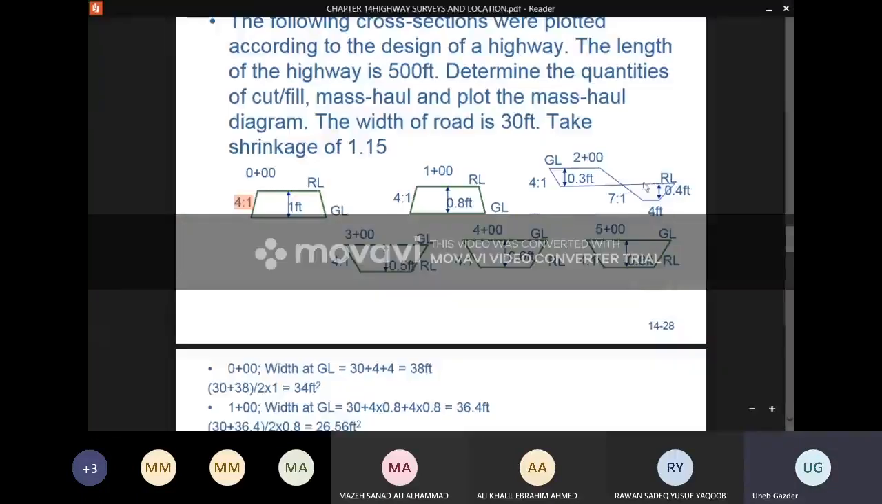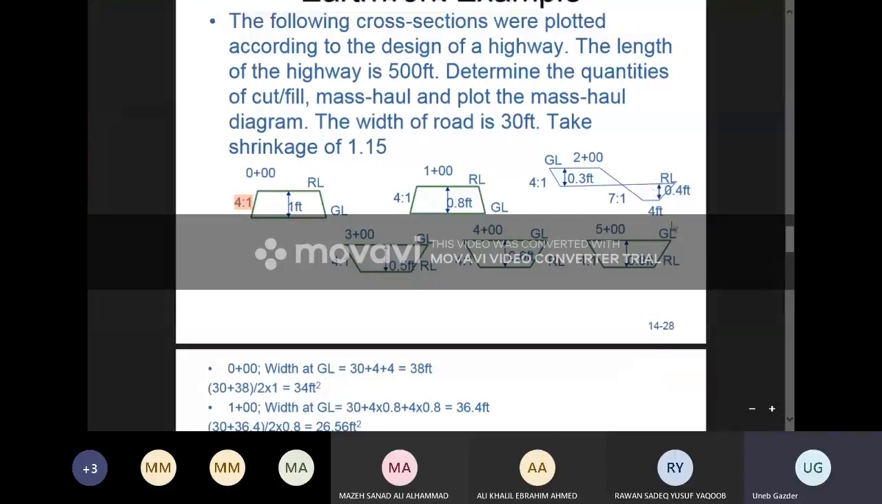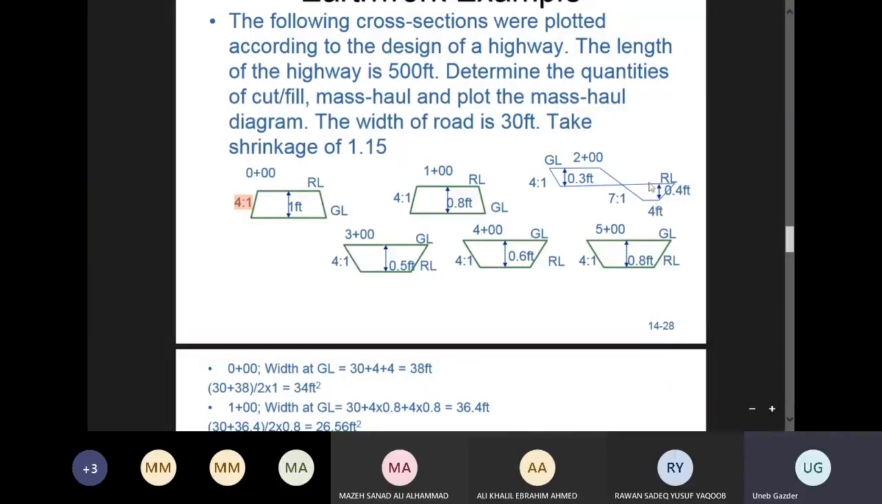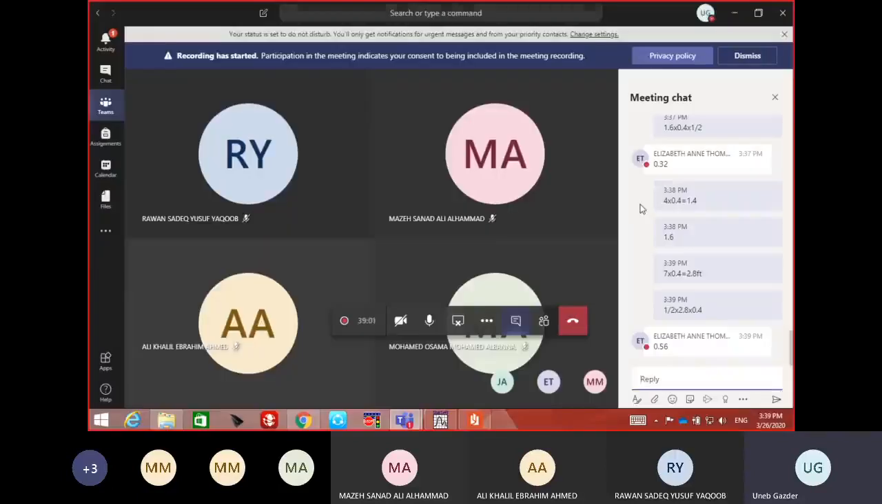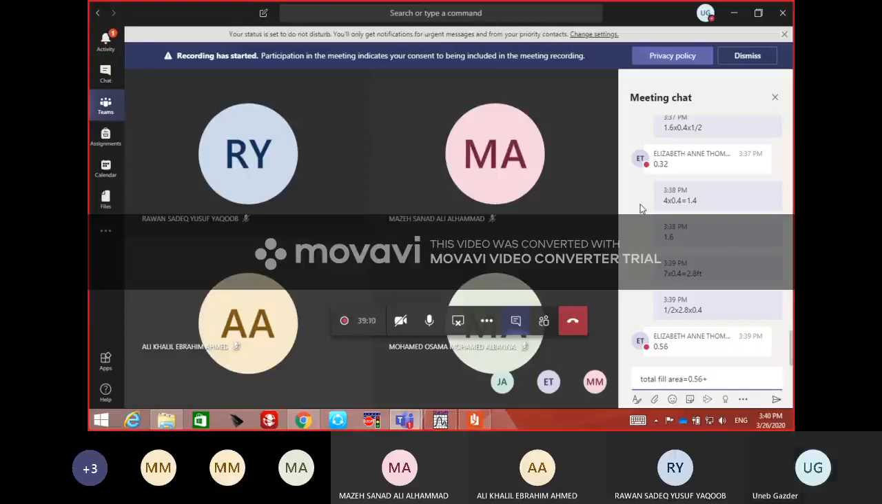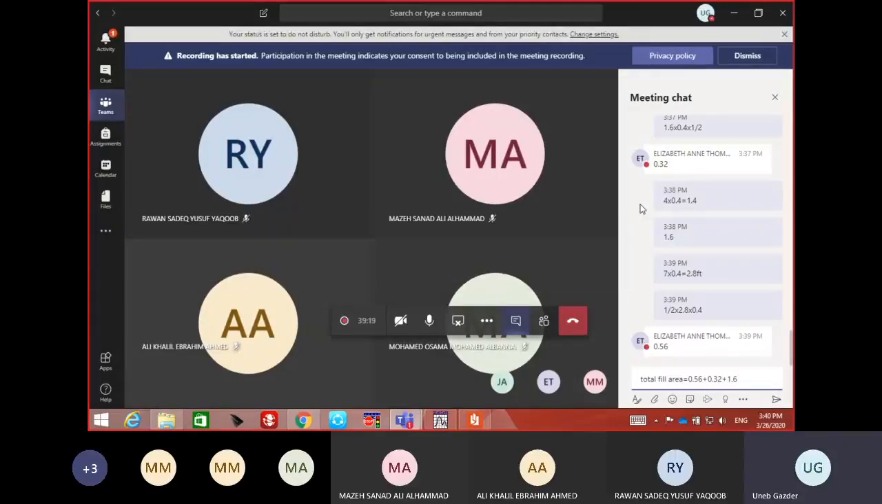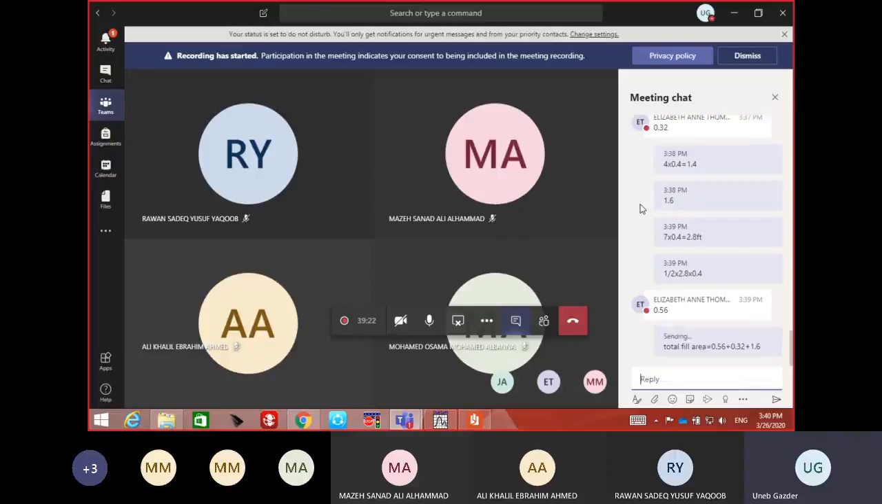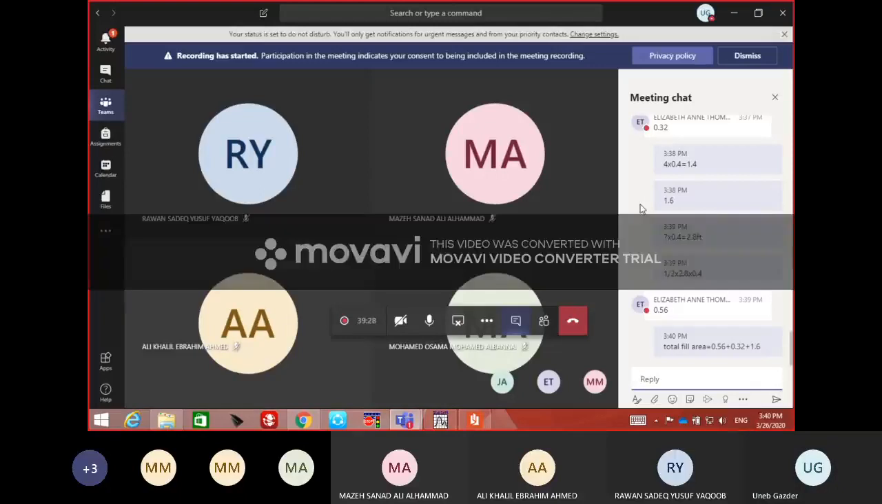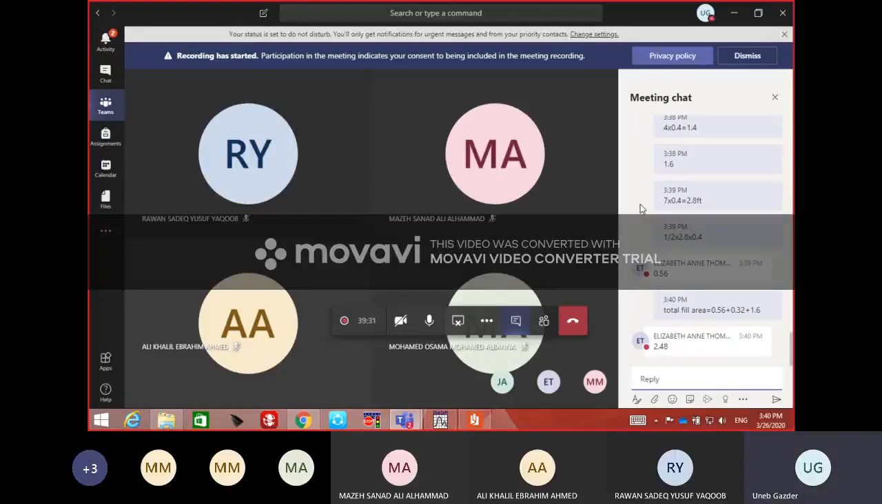So we have calculated all the areas which were below the road line, right? So these are all the fill areas. Okay, so the total fill area will be 0.56 plus 0.32 plus 1.6. Okay, the area of the two triangles and the area of the rectangle between them. So total will be how much? So the total fill area is 2.48.